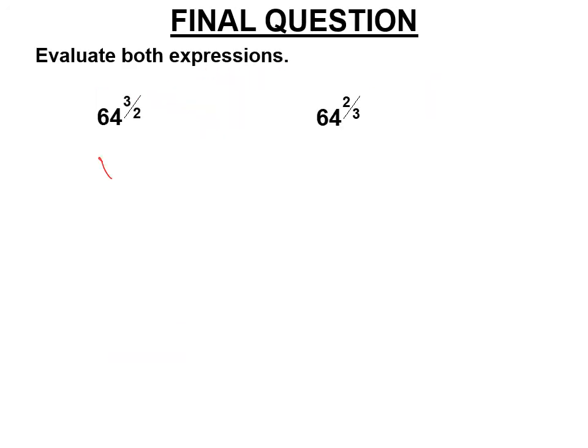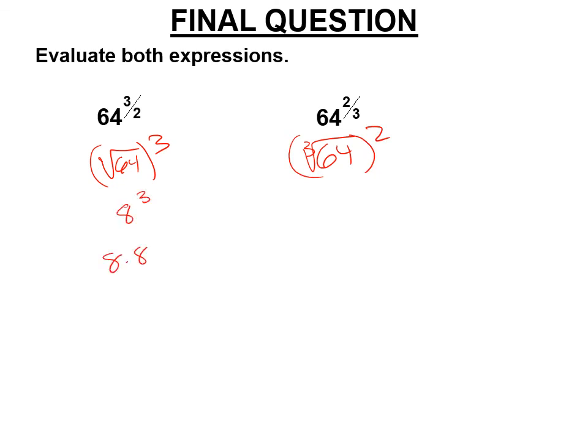So this one is the square root of 64 cubed. This one is the cube root of 64 squared. Let's see. Square root of 64, 8. 8 cubed, 8 times 8 is 64, times 8 is 512. Cube root of 64 is 4, right? Because 4 times 4 is 16, times 4 is 64. 4 squared, this one's only 16.